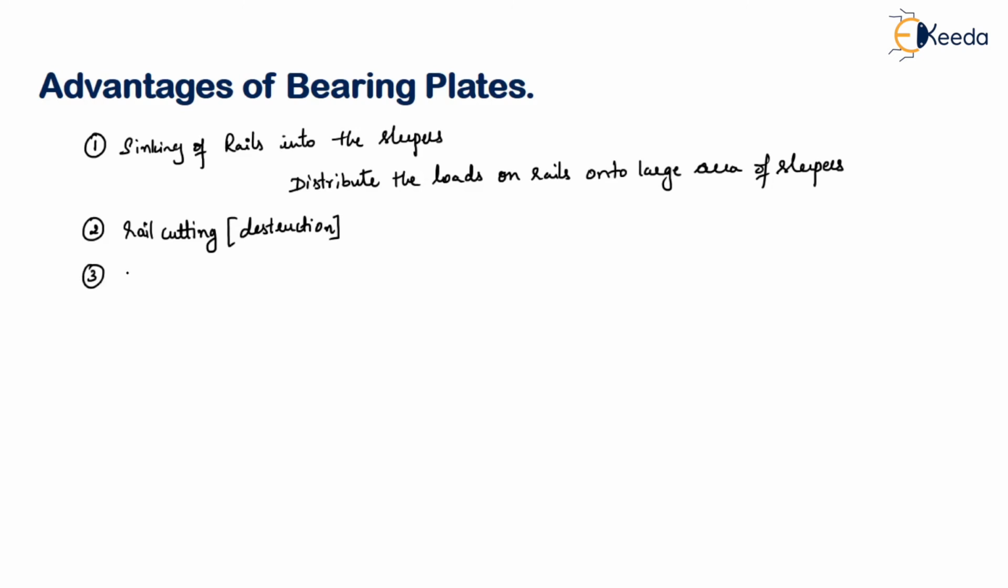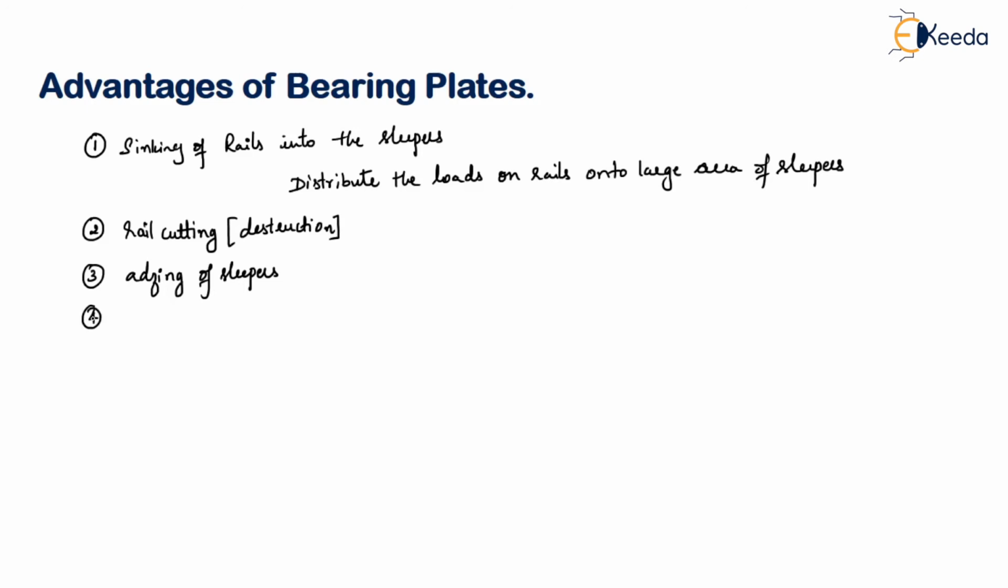The third advantage is these plates will avoid adjoining of sleepers. So you don't have to strengthen the sleepers because you are providing the bearing plates. Normally, if you want to do strengthening or adjoining of sleepers, especially weak sleepers, you will need more labor and more time. So that can be reduced with the help of your bearing plates. So that is also one of the advantages.